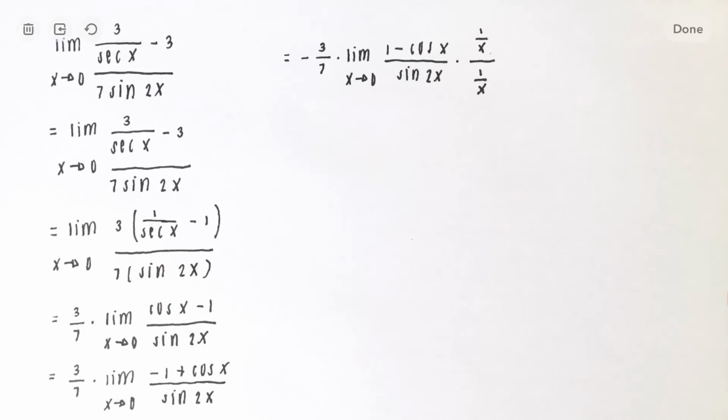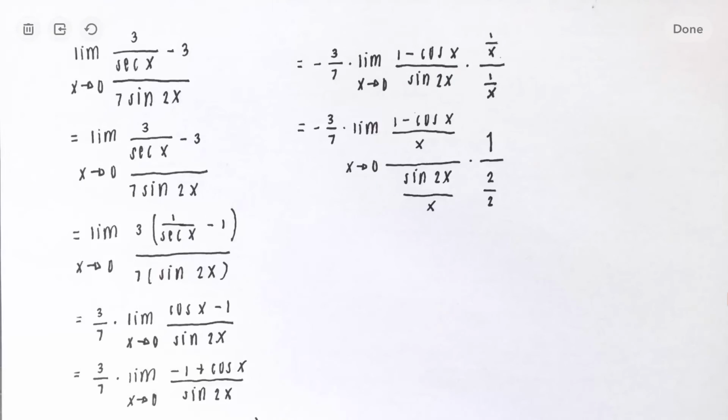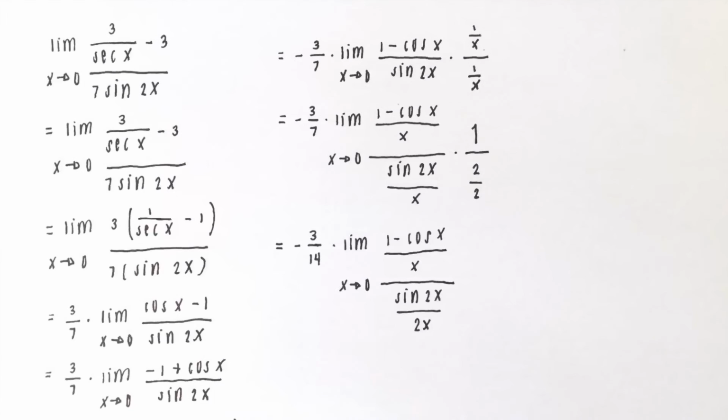Multiply 1 over x to the numerator and denominator to parallel it to the rule. This gives us 1 minus cosine x over x all over sine 2x over x. Recalling the rule where 1 minus cosine x over x is equal to 0, we will leave the numerator as it is and multiply it by 1. Going to the denominator, we will multiply it with 2 over 2, remembering the rule where sine x over x is equal to 1. For sine 2x, we will multiply 2 to 7, which leaves us with negative 3 over 14 times the limit of 1 minus cosine x over x all over sine 2x over 2x.